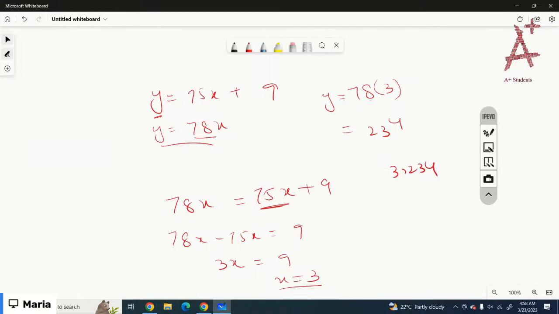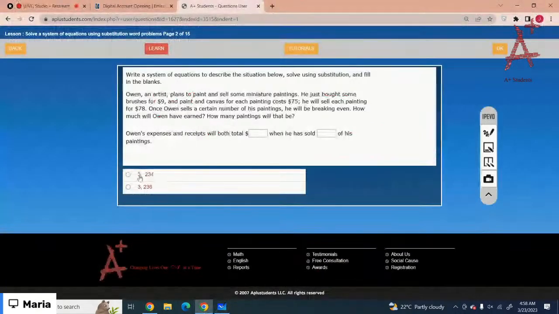Got it? So just select the correct option and click on the OK button. It would be 3 and 234.